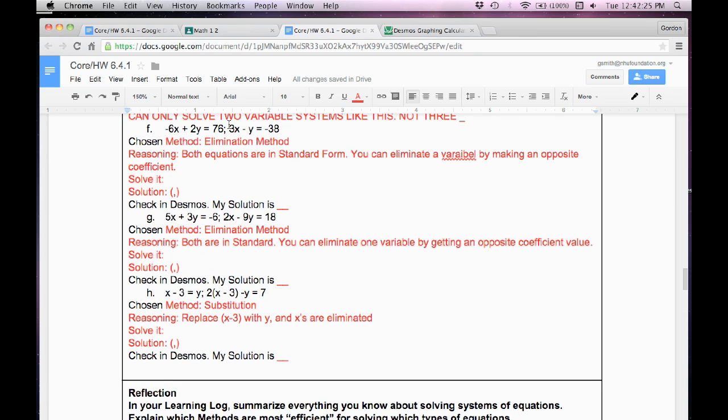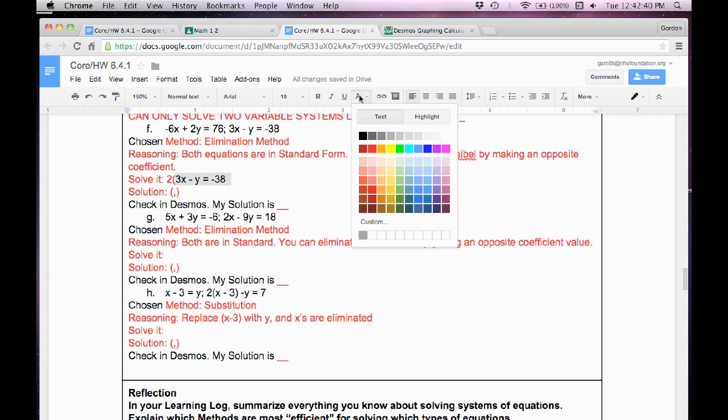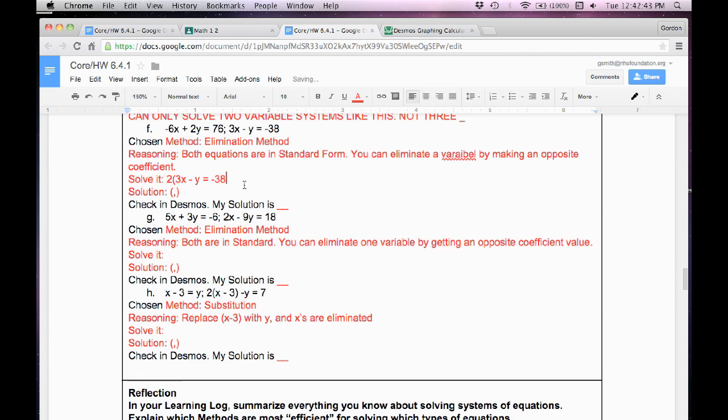This one's going to be elimination. As we talked about before, if we multiply this entire equation by 2, we'll get a coefficient of -6 on the x, and that will drop the x's out. So I'm just going to do 2 times this business, make it red to show that it's my work. And that's going to give me that positive 6x that I'm looking for. So it's going to be 2 times 3x, which is 6x, minus 2 times y, so minus 2y is equal to -2 times -38 is -76.